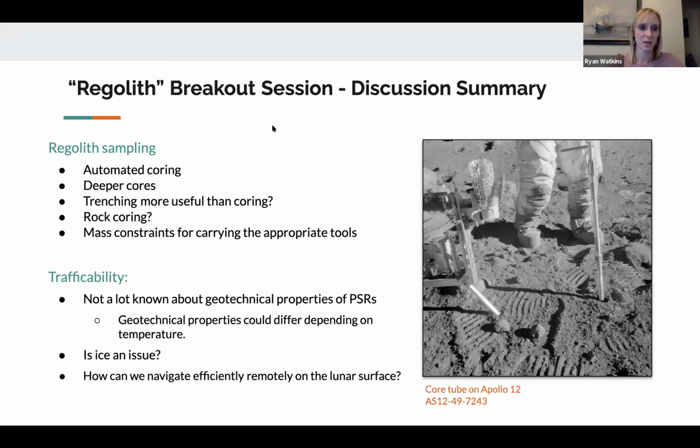And again, just more discussions on regolith sampling. Can we have automated coring? Do we need deeper cores? Is trenching more useful? Is rock coring more useful? And then trafficability, how do the geotechnical properties of PSRs differ from equatorial regions or regions where we've had astronauts before? Is ice an issue, and just how can we navigate efficiently on the lunar surface?